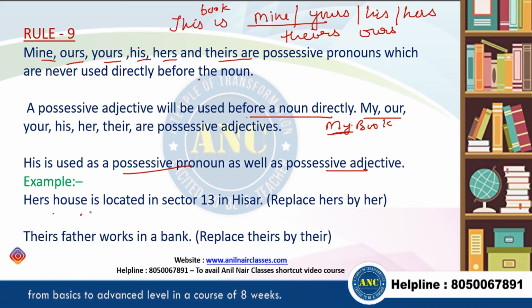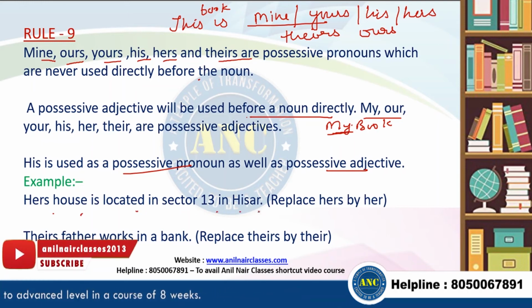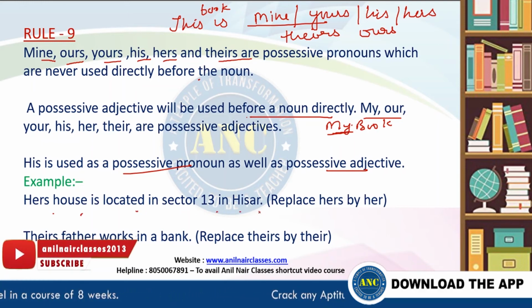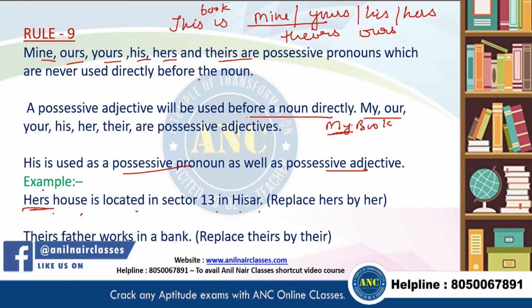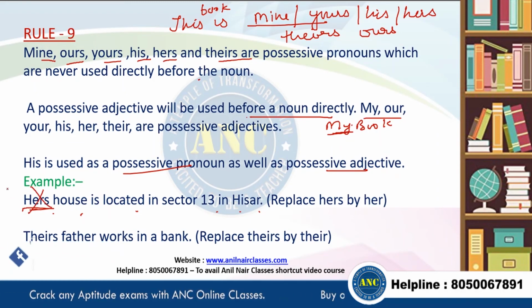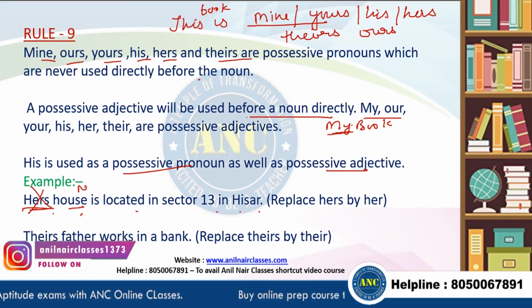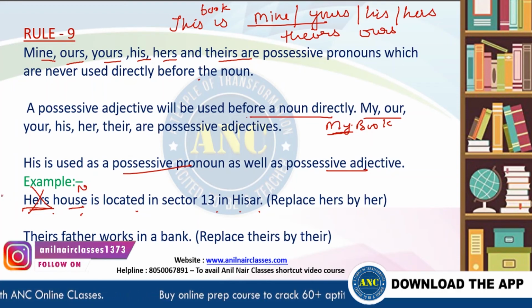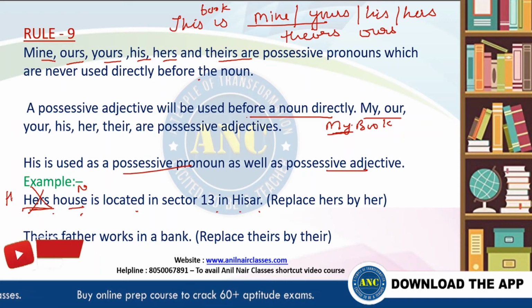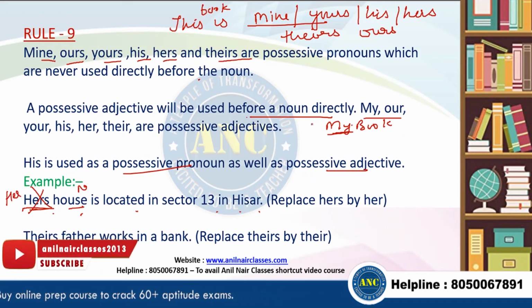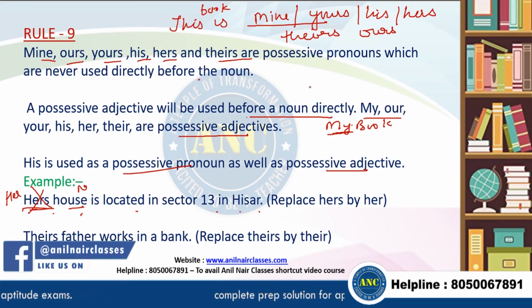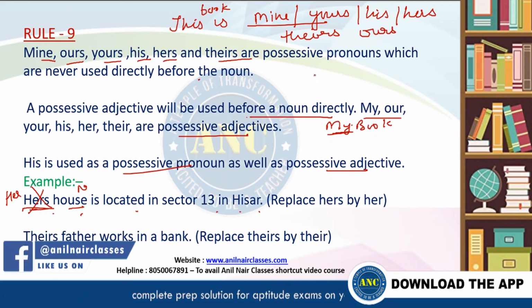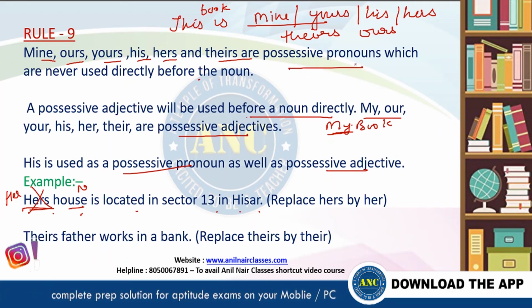Now, her house is located in sector 13 in Hisar. Can you say hers house? No. You will just say her house, because it's a noun. Before the noun, if you're using the possessive adjectives, then it will be her. So, when they are used before the noun, we call them the possessive adjectives. But if they are used after the verb, then we just call them possessive pronouns.